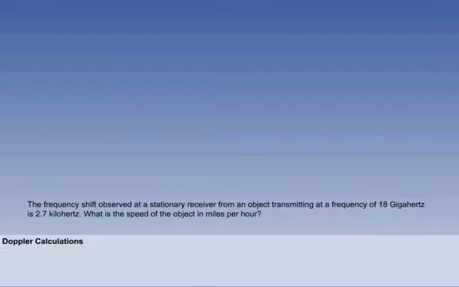Let's use the same formula to find the speed at which an object is moving. Here's the question. The frequency shift observed at a stationary receiver from an object, transmitting at a frequency of 18 GHz, is 2.7 kHz. What is the speed of the object in miles per hour? So, as we are looking for V, the formula is transposed to read V equals FD times C over F.